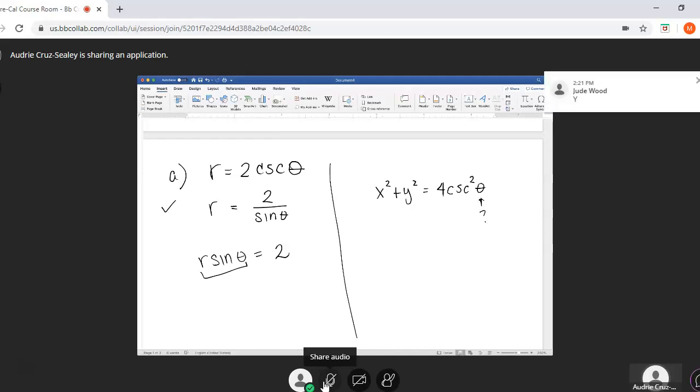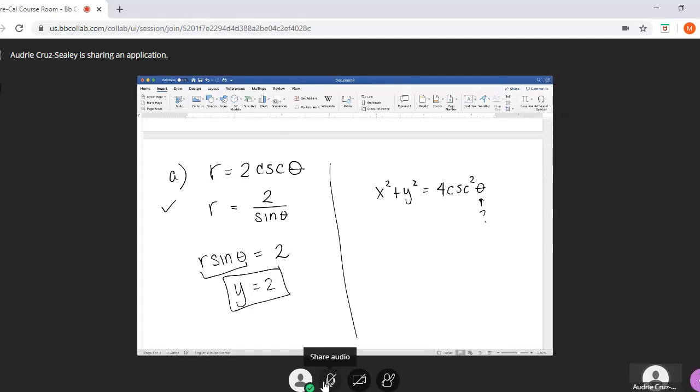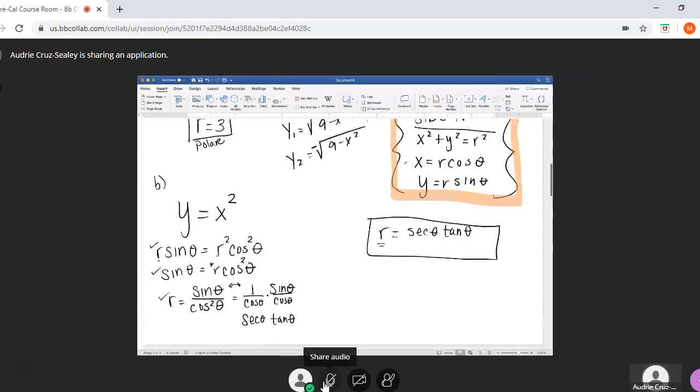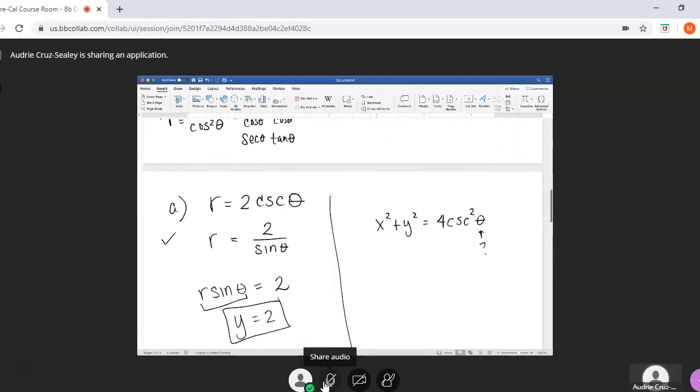Anybody looking at the box? If you go back to the box, r sine of theta equals y. So I replace the r sine of theta with y, and you get y equals 2. There's no thetas, no r's. You're done. That's the answer.